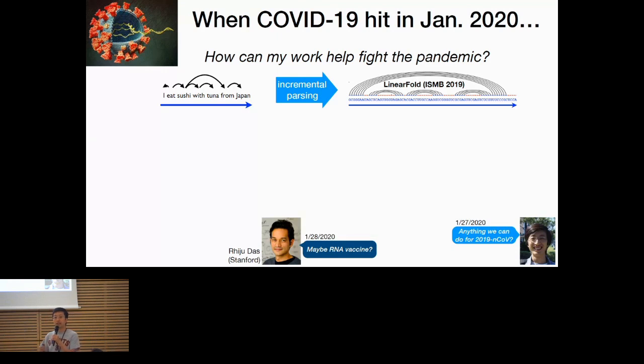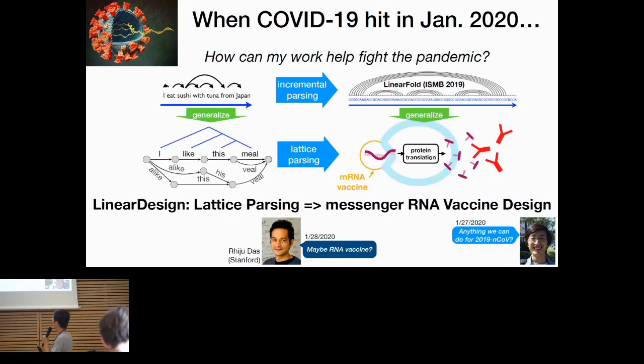I asked him how our work can help with nCoV, which is the old name back then. And he said, maybe consider RNA vaccine. But I did not know anything about RNA vaccine or about vaccines at that time. I'm a computer scientist. But he said, oh, I've got a great idea, so come to Stanford and we'll talk. I went there and he gave me a two-hour lecture on what RNA vaccine is and what important problem we were facing back in January of 2020. It turns out that mRNA design for stability is an important problem that we have worked on since then, and that's how we got here.